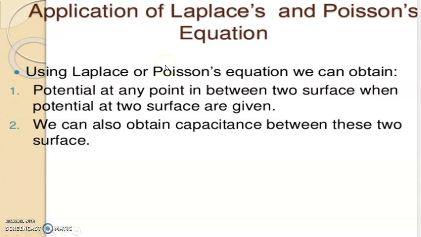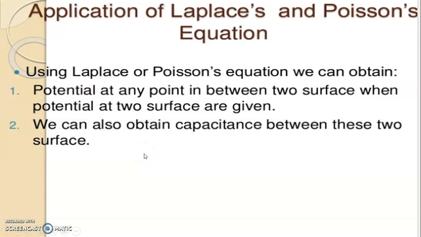Now, what type of question is asked in the examination? Using Laplace or Poisson's equation, we can obtain the potential at a point between two surfaces when the potentials at the two surfaces are given. There is a boundary condition given, or it is given that these are the potentials between the two surfaces, and you have to find the electric field using this formula. We can also obtain the capacitance between these two surfaces.